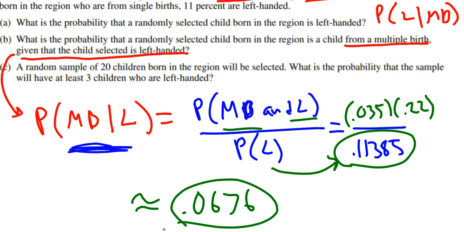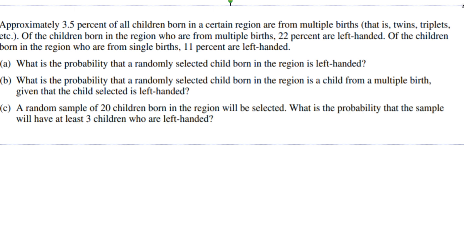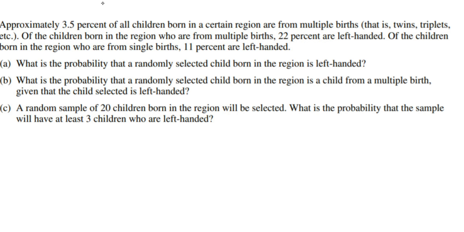Okay, we've got one more part of this question to go. In typical AP style, one thing they like to do is take what you know about probability and mix it together with some other ideas from probability. So in this case, you'll notice they say a random sample of 20 children will be selected. So we have a fixed number of people. I think of that like a sample size, n equals 20. And then they ask, what's the probability that the sample will have at least 3 children who are left-handed?